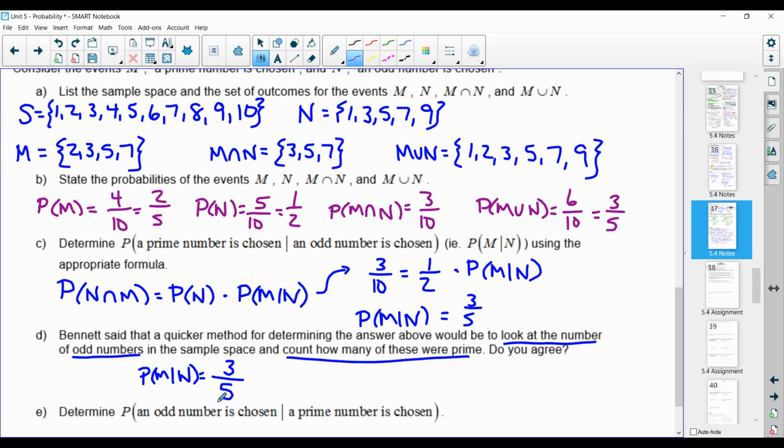Essentially, take that N value, make it our denominator, and then figure out the probability out of there. So the question is, is it correct? And the answer is yes. When we're looking at this probability of M given N, we're basically saying that the set N has 5 elements, of which 3 are prime.